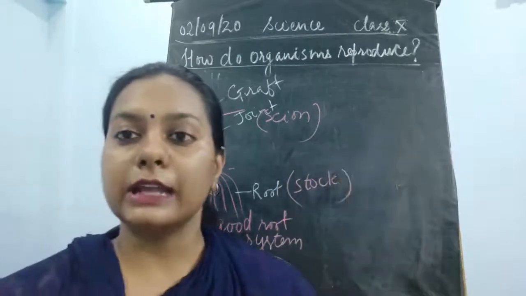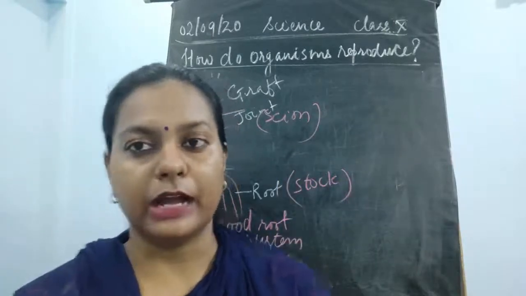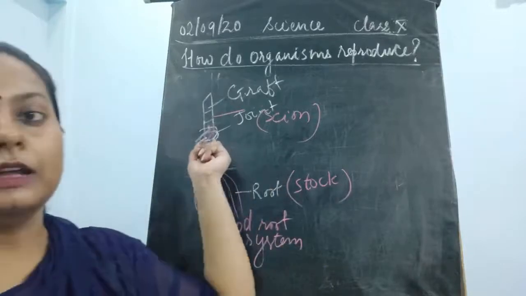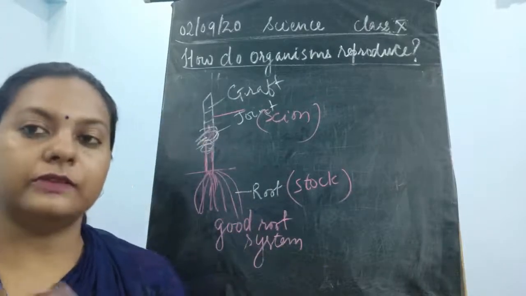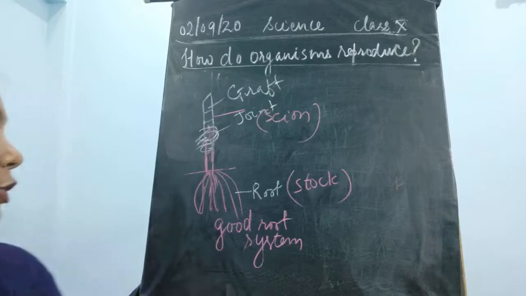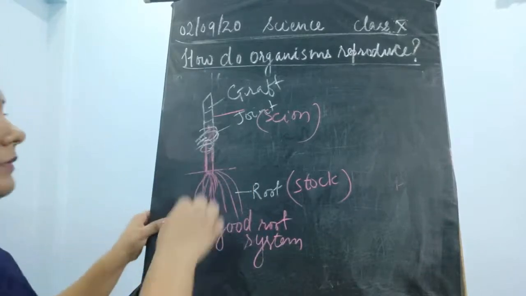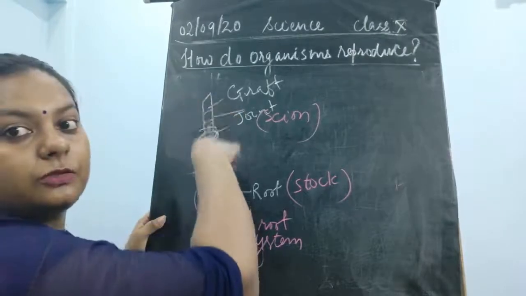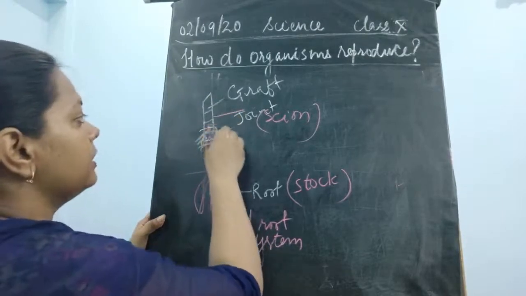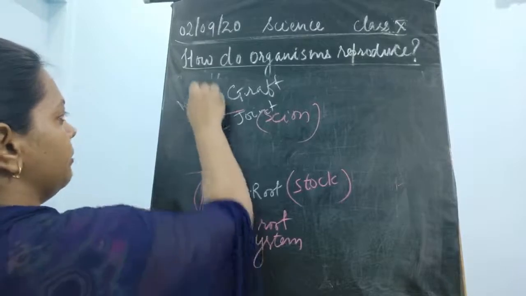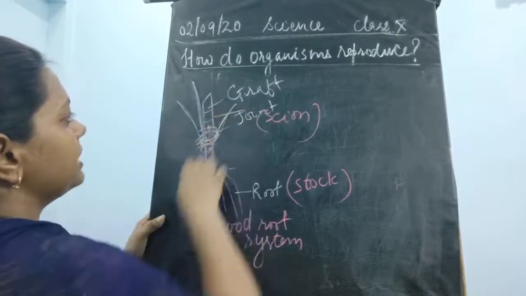Now this scion and the stalk are being joined together. How are they joined? As I have shown you here, they will be covered with polythene and then tied with a rope, and after some time we will remove it. When we remove it, we will see that these two parts have joined and that branches are coming out.